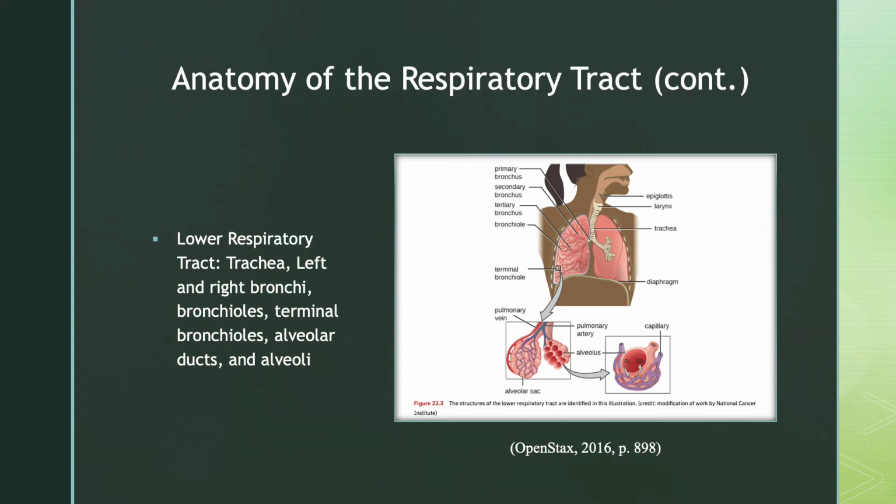The lower respiratory tract includes the trachea, which splits into the left and right main bronchi. The bronchi further split into bronchioles, terminal bronchioles, alveolar ducts, and ultimately alveoli, where gas exchange takes place.